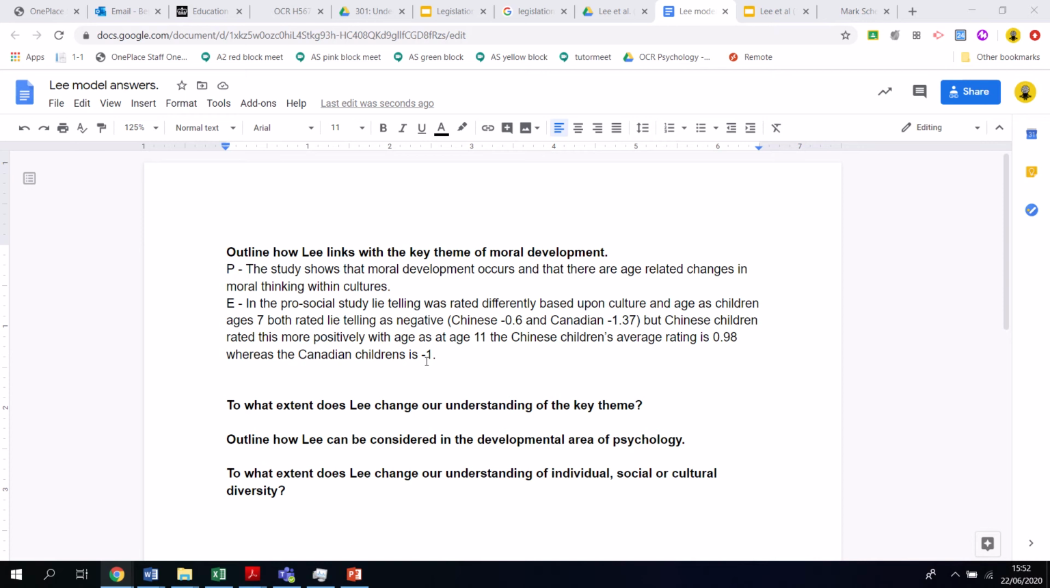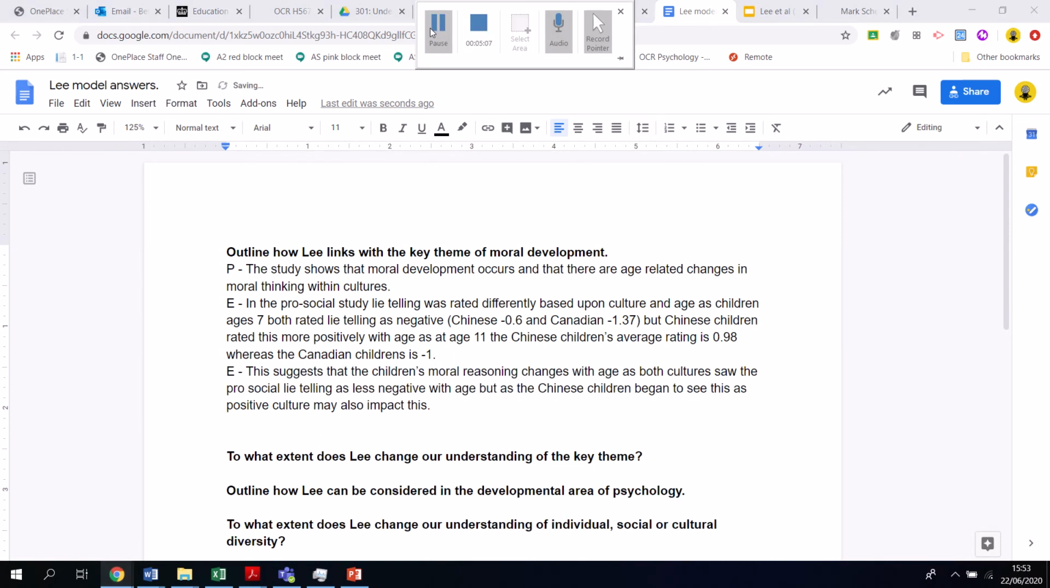They still see it as a negative behaviour, less negative than they initially did, but still negative. And then I just need to explain that. So when I'm talking about explaining, all I'm really doing is explaining what this finding tells us about moral development.